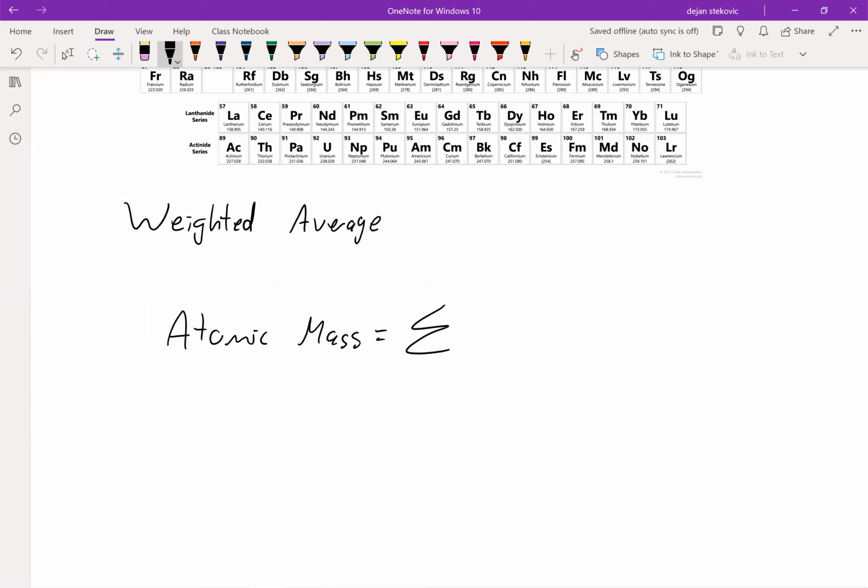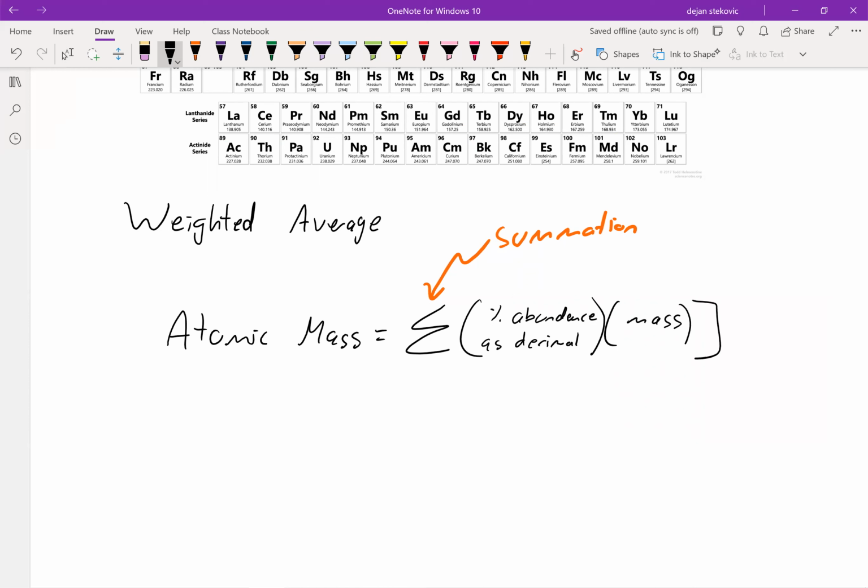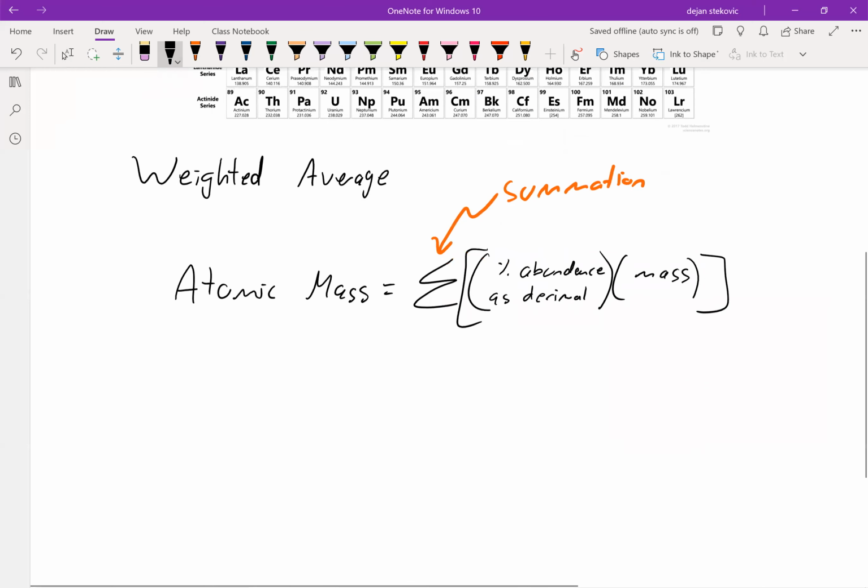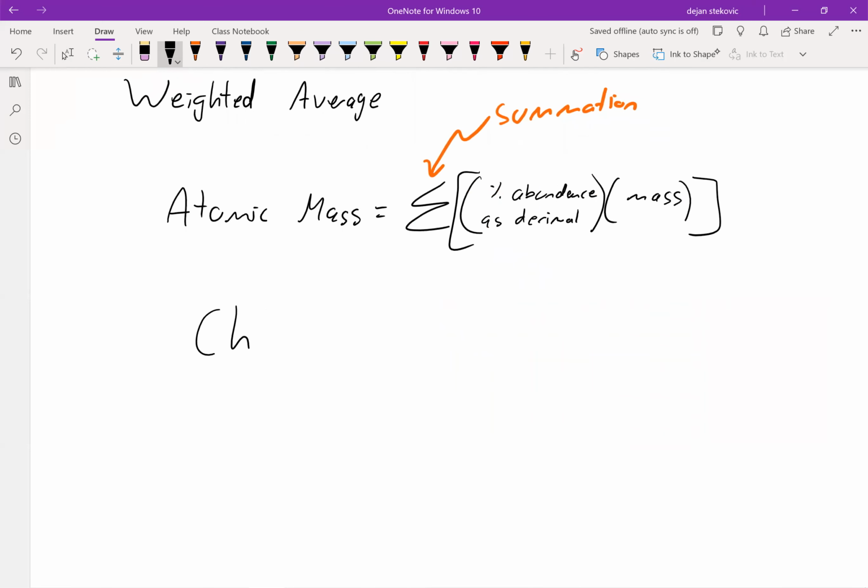So that's a sum. This little crazy symbol means a summation, or a sum, of the percent abundance of that isotope, written as a decimal, times the mass of that isotope. And then depending on how many isotopes there are, you want to do that for each one, and then you add them all up. So let's go ahead and take a look at an example.